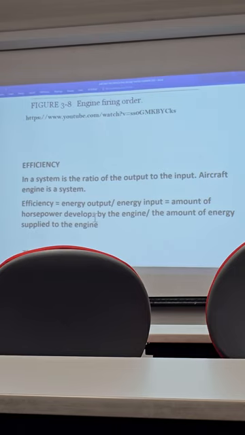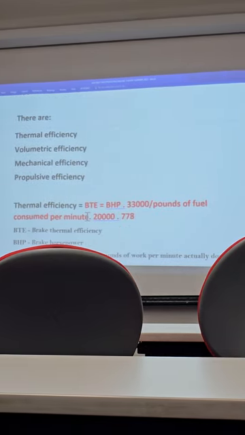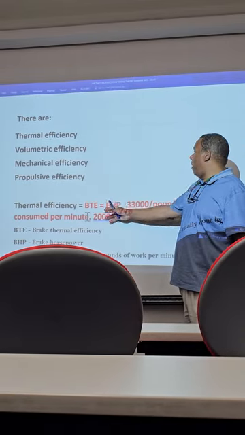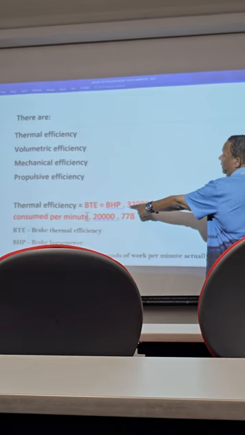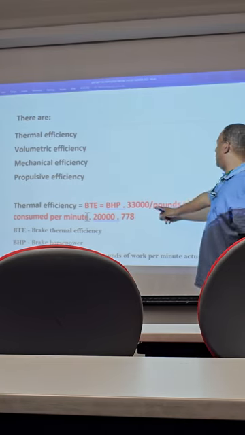Efficiency, for example, is energy output over energy input: the amount of power developed by the engine and the amount of energy supplied to the engine. This is the way you have to see efficiency, because it's a little bit confusing. There are different efficiencies: the thermal efficiency, the volumetric efficiency, the mechanical efficiency, and the propulsion efficiency. For example, for the thermal efficiency, there is a formula here: brake power multiplied by this constant, divided by all this.